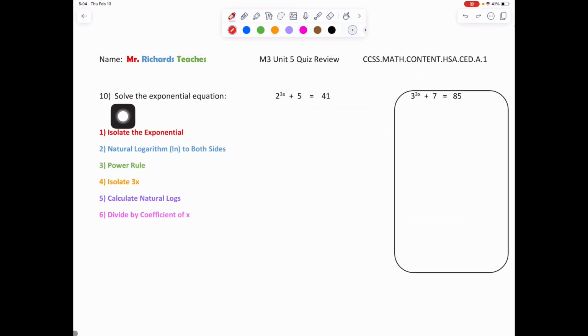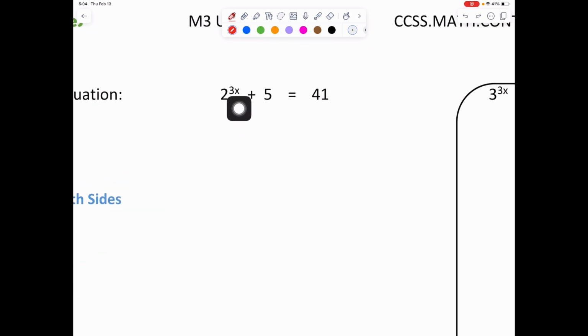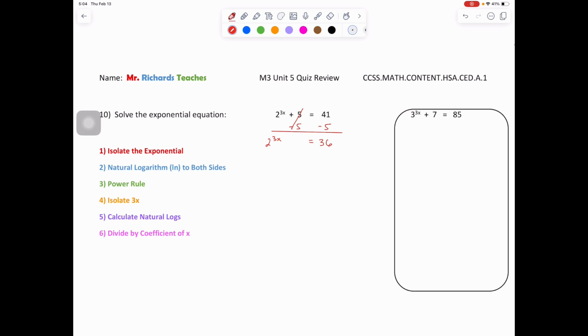On to number 10. Solve the exponential equation: 2 to the power of 3x plus 5 equals 41. Ooh, 6-stepper. Step 1, isolate the exponential. Let's zoom on in. Well, our exponent is 3x, so we need to get 2 to the power of 3x by itself. We will subtract 5 from both sides. Wonderful. Go ahead and bring down that 2 to the 3x, cancel, bring down your equals. 41 minus 5 is simply just 36.